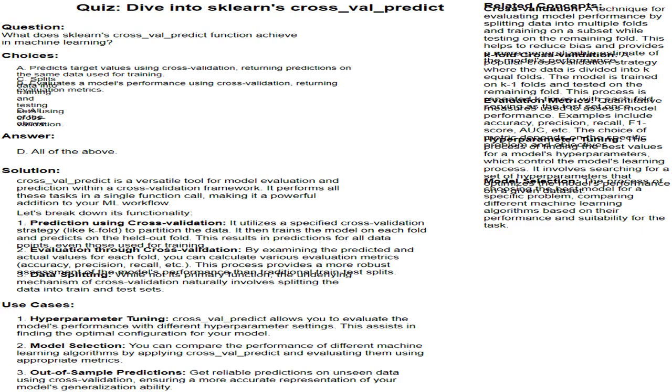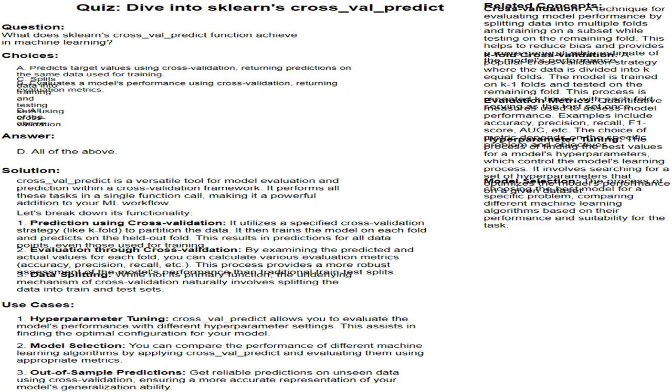For a support vector machine, SVM, model, you might tune the regularization parameter C to control the trade-off between fitting the training data and avoiding overfitting. Using cross_val_predict, you could evaluate the model's performance for different values of C and select the best performing value.